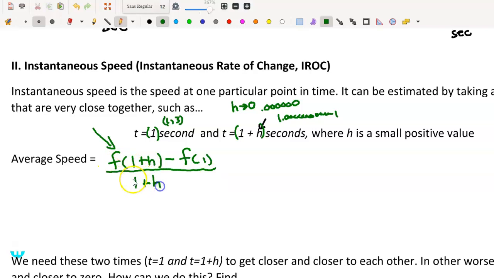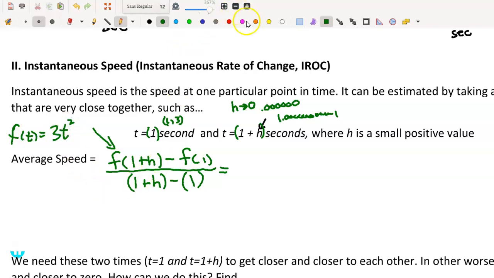On the bottom, we're just subtracting: 1 plus h minus 1. This is still just slope. Think of it as y2 minus y1 over x2 minus x1. It's just what we're plugging in that is a little different. So we have 1, and then a number just a little bit bigger than 1. Tiny, infinitesimal, as small as possible, a little bit bigger. And now our function is still the one from above. We're still working with f of t equals 3t squared.